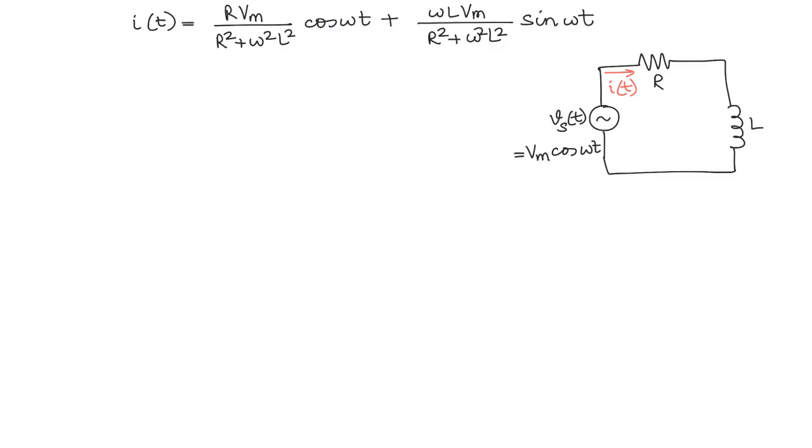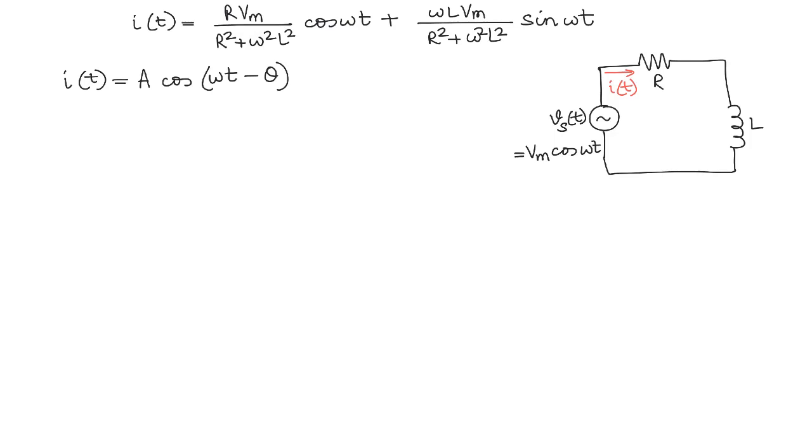In the previous video, we calculated the current for this RL circuit, and we found that the current was given by this equation, right? So now what we want to do is express the current as a cosine function. We want to express the current in this form: A cos(omega t minus theta). Okay, so how do we do that?